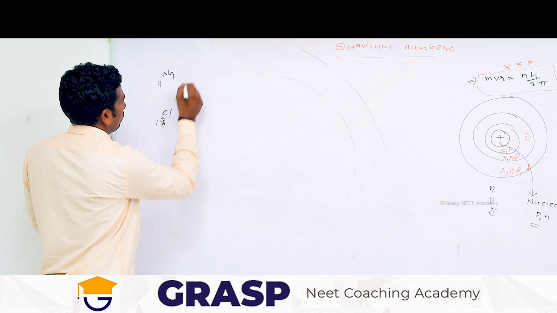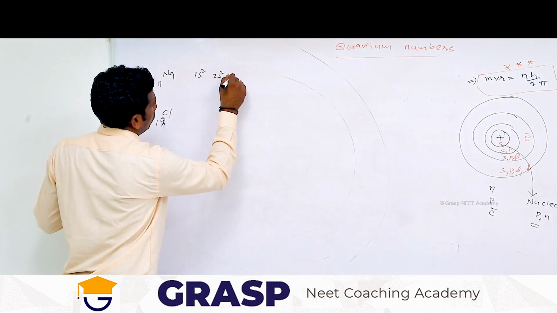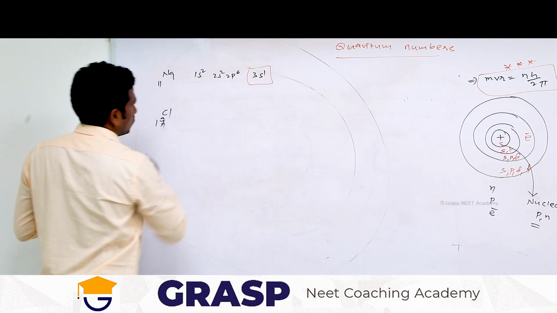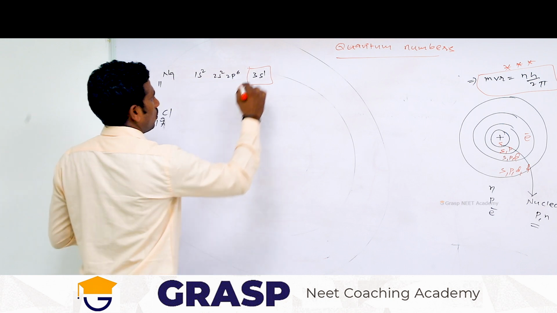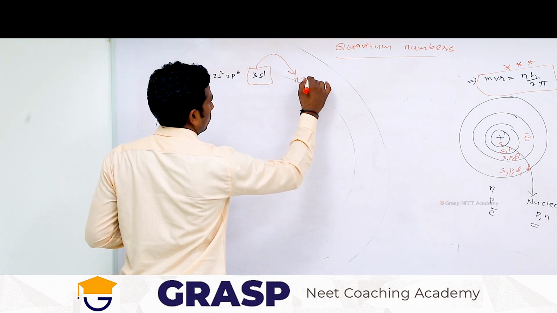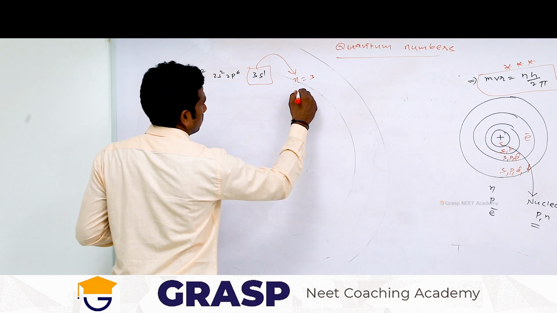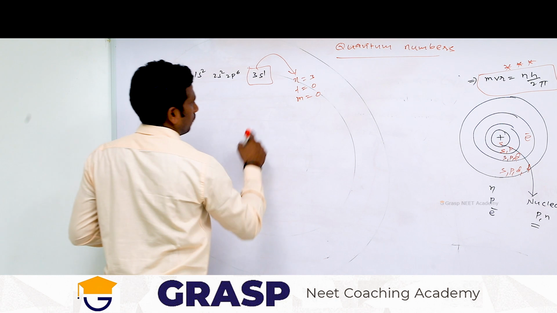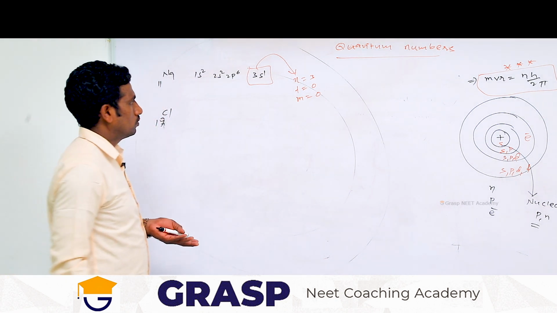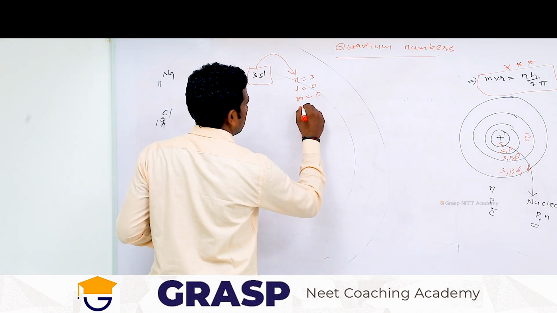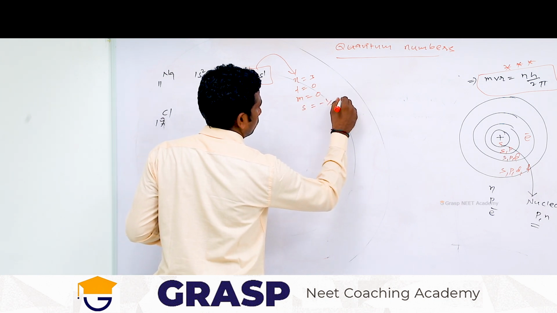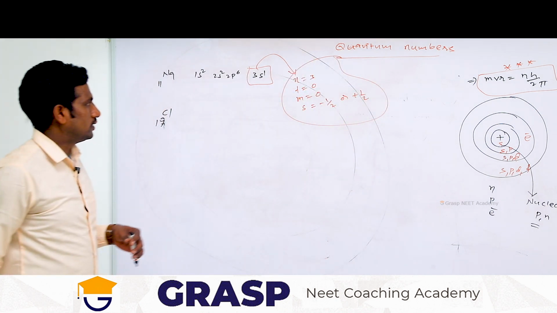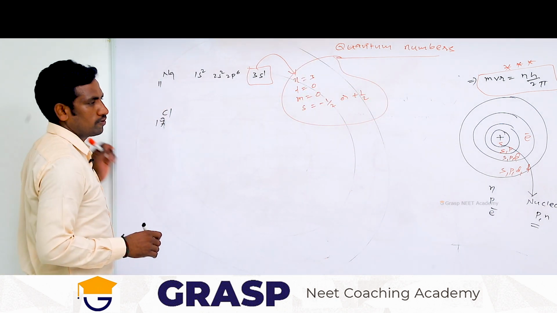You can write the electronic configuration: 1s2, 2s2, 2p6, and 3s1. This is the last electron of sodium. So n, the principal quantum number, equals 3, and for s, l equals 0, and m equals 0. Spin quantum number you may write as -1/2 or +1/2. These are the possible quantum numbers for the last electron of the sodium atom.